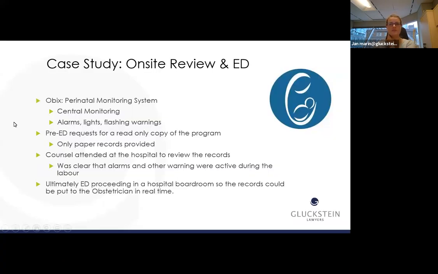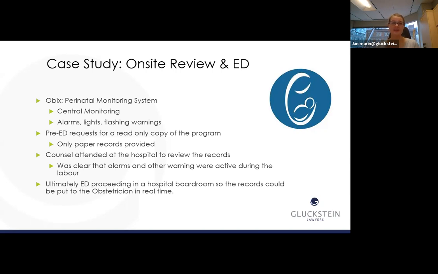So the OBIX system has alarms and lights, as I was mentioning, flashing warnings. It involves an amount of information about the fetal heart monitoring, the mum's contractions, and there are annotations on it, all of those things. So we had requested prior to discoveries a copy, essentially a read-only copy of this information on disk. This was a case Charles Gluckstein handled, and he and his co-counsel requested a copy of the program. They wanted to be able to take a look at it, see how it operates.